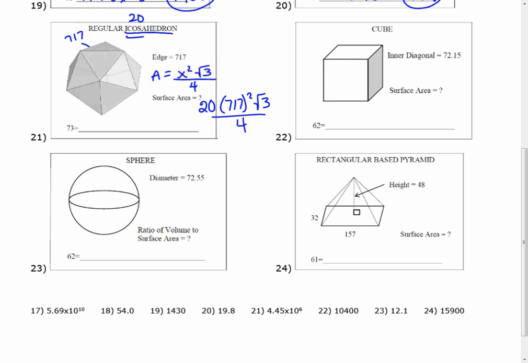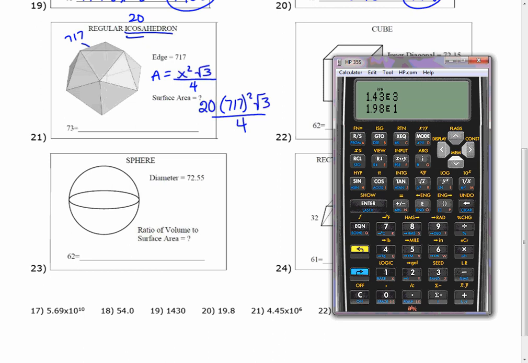When you're putting this in the calculator, I would recognize that 20 divided by 4 is going to give us just 5. So I would not type both of those in. I would just use 5 there. And I'm going to start with the 717 because I'm going to do blue squared. I don't have to press enter anytime I do those operations. I can go ahead and do the 5 times at that point. And I'll do 3 square root times. So we get 4.45 times 10 to the 6th.